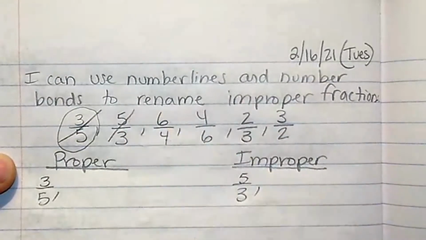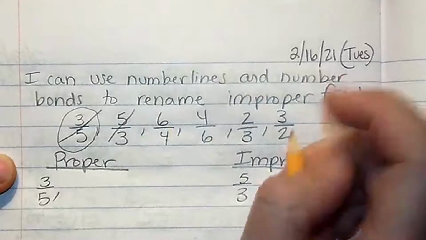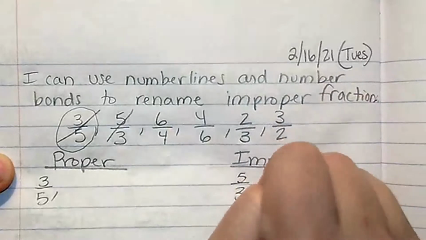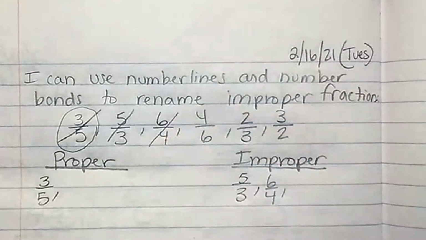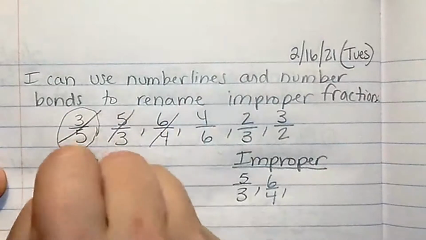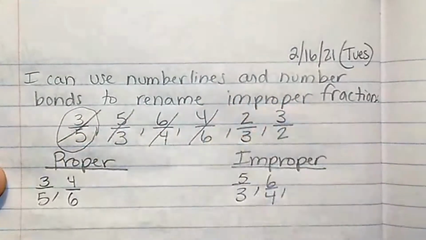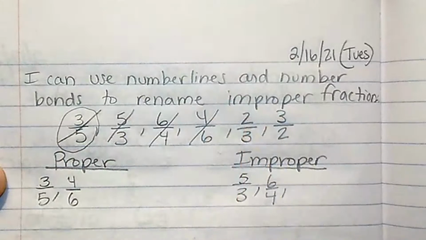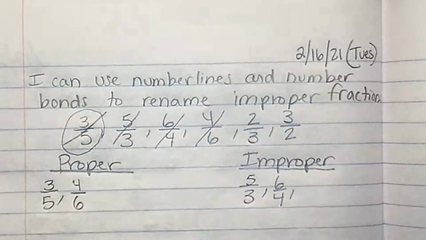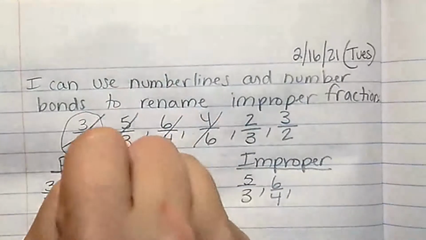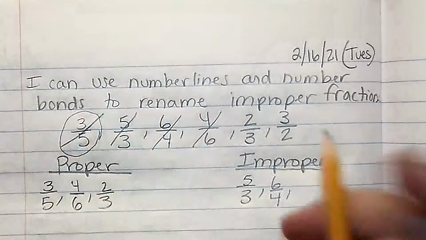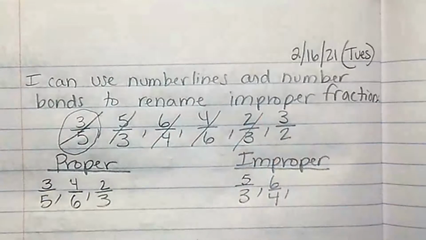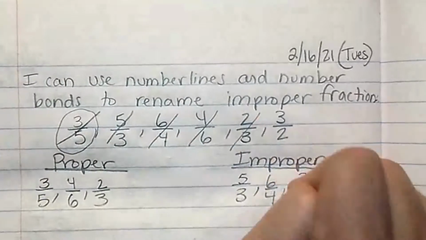What about 6/4? Improper. Just looks wrong. What about 4/6? It's a proper fraction. It looks right. 2/3 is a proper fraction. And lastly, 3/2, that is improper.